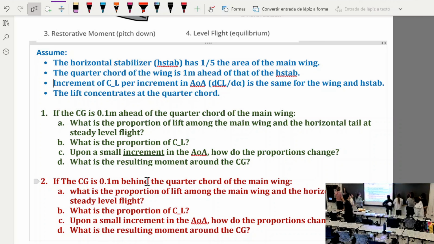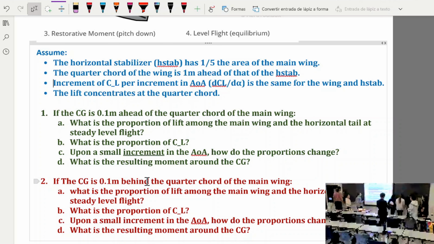Same shape of airfoil? Can we assume the CL is the same for both? Sure. In this question, it doesn't matter what airfoil they use. Oh, the CL are not going to be the same, right? Because even if there's the same airfoil, they may not be at the same angle of attack. If you look at an airplane, the wing and the horizontal tail are pitched differently.